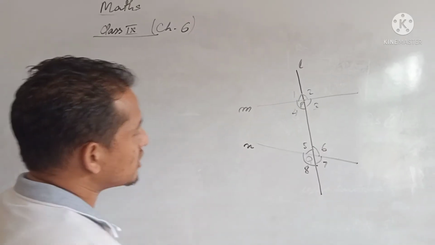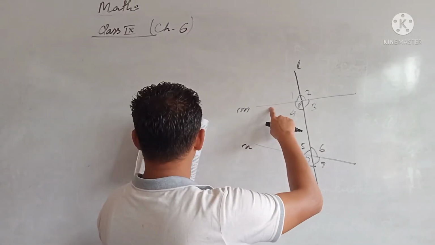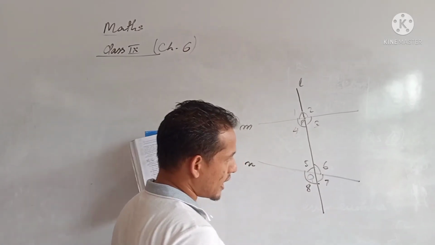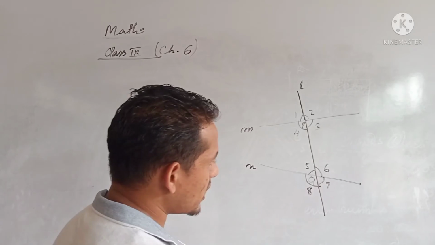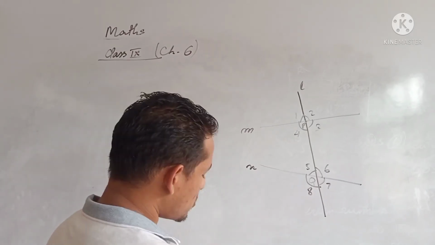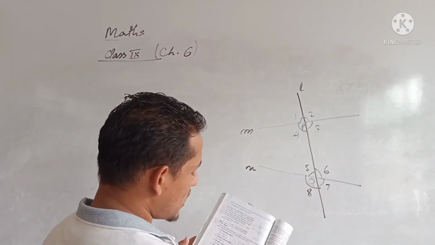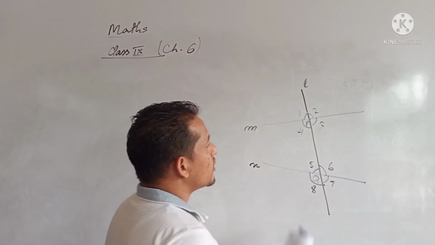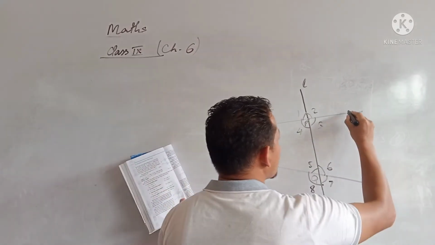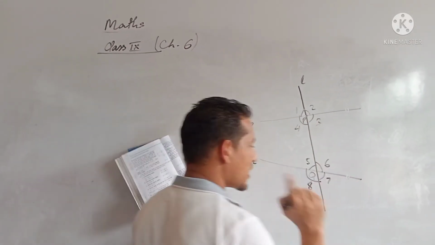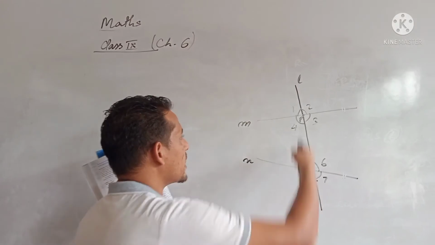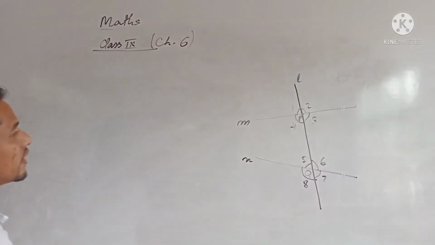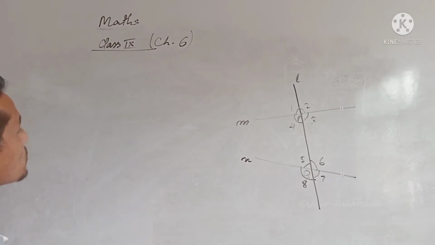First of all, see this line and this line, these two lines are parallel lines. What I am drawing may not be parallel because we are not using an instrument, but according to the given, I am just drawing. So now you just imagine that this line and this line are parallel. Then if they are parallel, this is the transversal. Now first of all, corresponding angle.